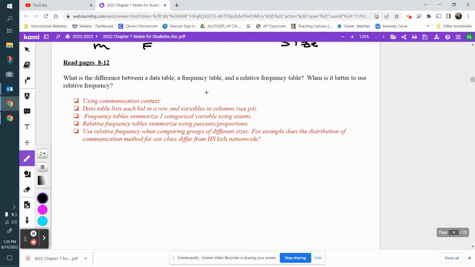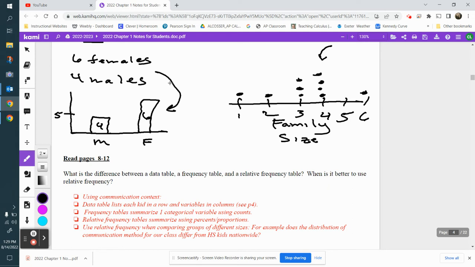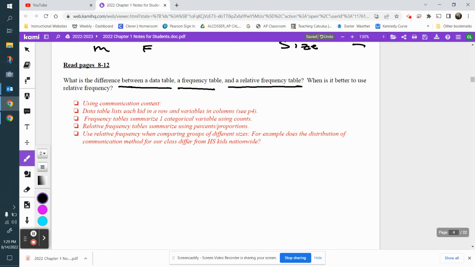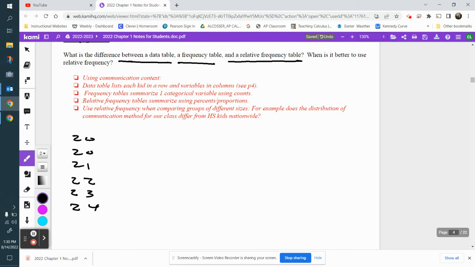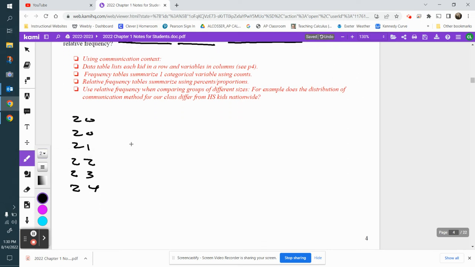let's talk about what the difference is. So that's 2 ways to display data. Remember, it's categorical, numerical. There's just different ways. So we have what's called a data table, a frequency data table, and a relative frequency table. Okay, so let's just talk about a basic data table. Let me just do this one here. So let's do 20, 20, 21, 22, 23, 24, 25. Let's just do something like that, right?